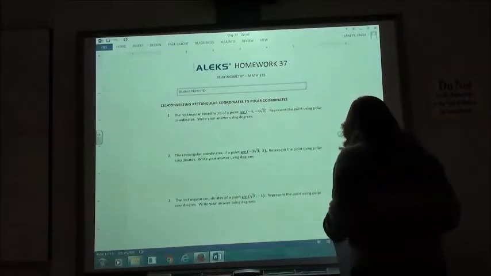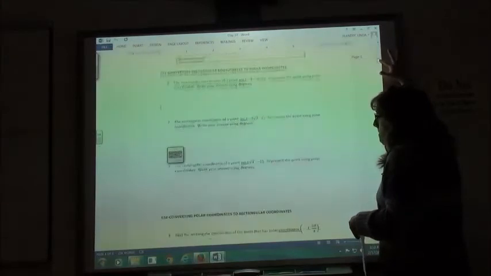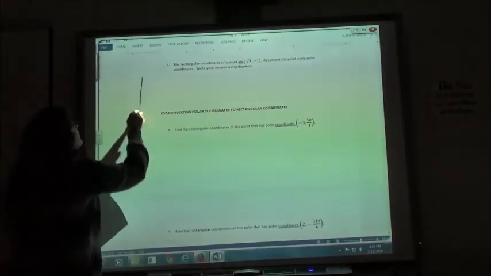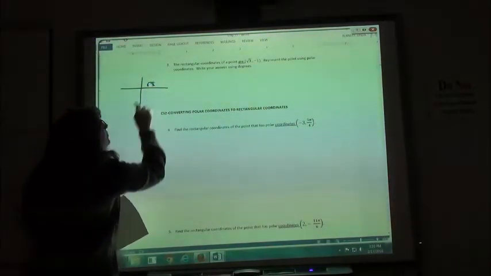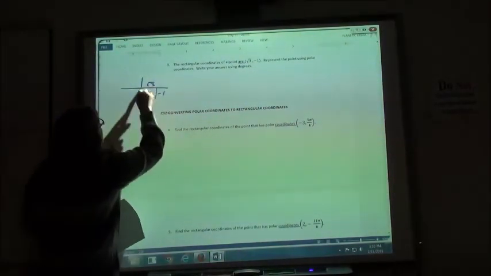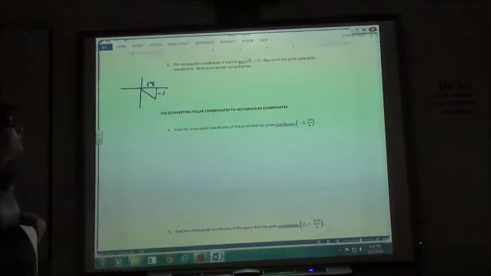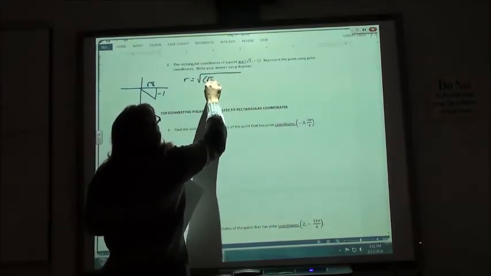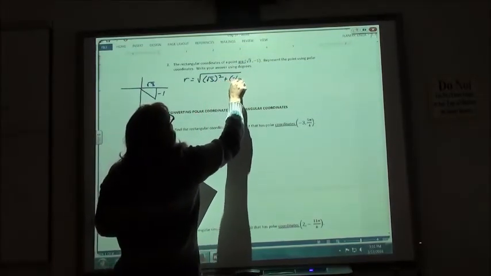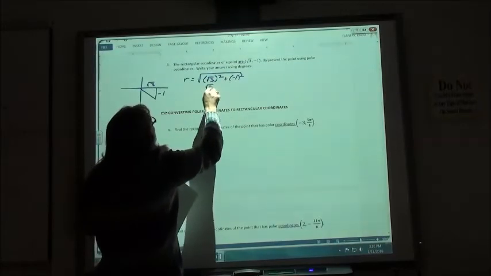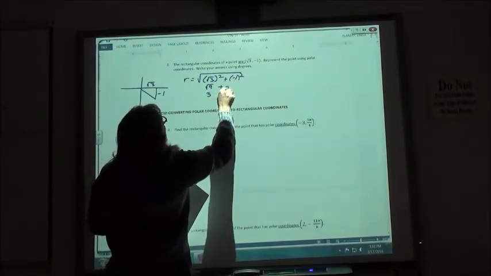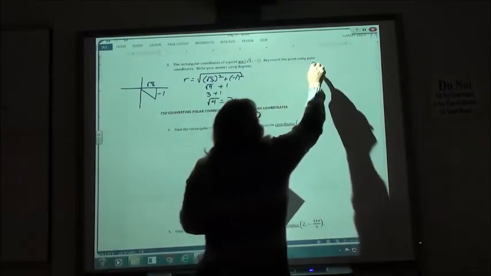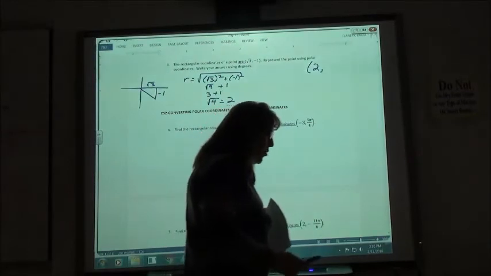Number 3. My rectangular coordinates, I would be doing the square root of 3, which is positive, minus 1, which is negative, so I'm going to be down there in quadrant 4. R is going to equal the square root of 3 squared plus negative 1 squared. This would give me the square root of 9, which is 3. This would be 1. 3 plus 1 is 4. The square root of 4 is 2. So in my polar coordinate, 2 is going to be my first value.